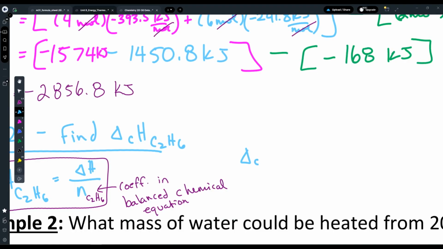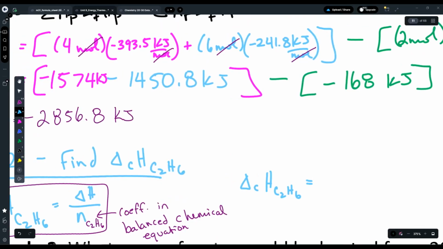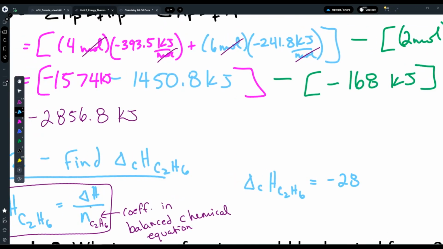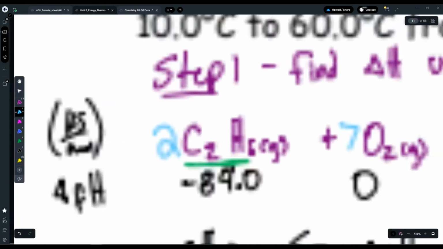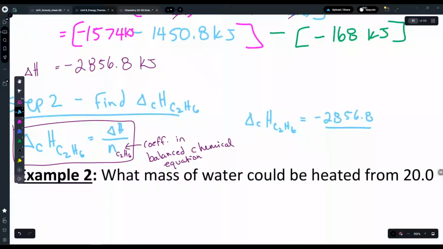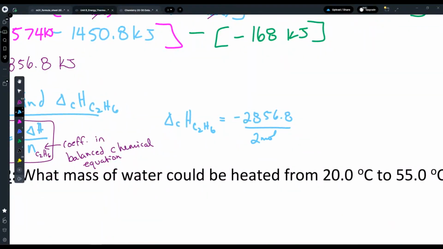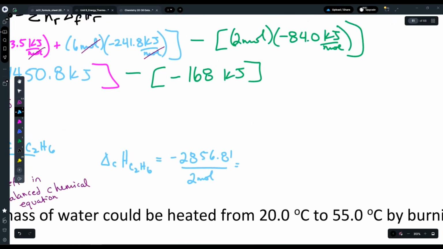Okay, so I'll do that quickly here. So negative 2856.8 divided by, so our coefficient was 2 for ethane here. Okay, so that's going to give us negative 1428.4 kilojoules per mole.